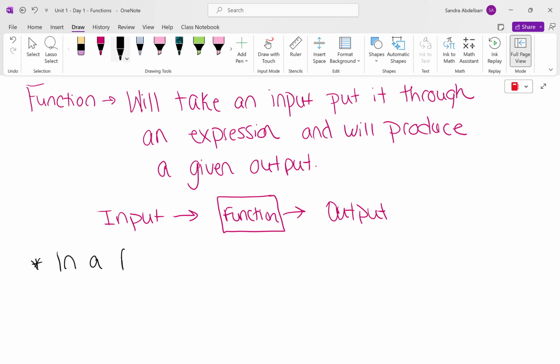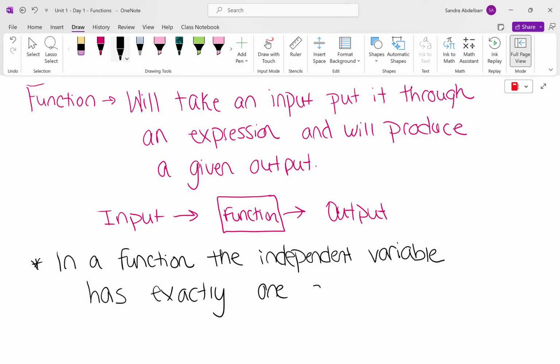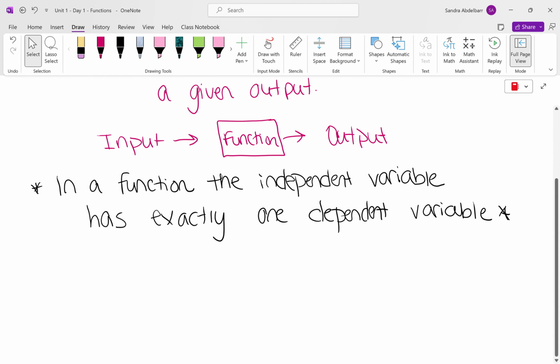In a function, the independent variable, and I'll explain this in a minute, has exactly one dependent variable. In a function, the independent variable has exactly one dependent variable.